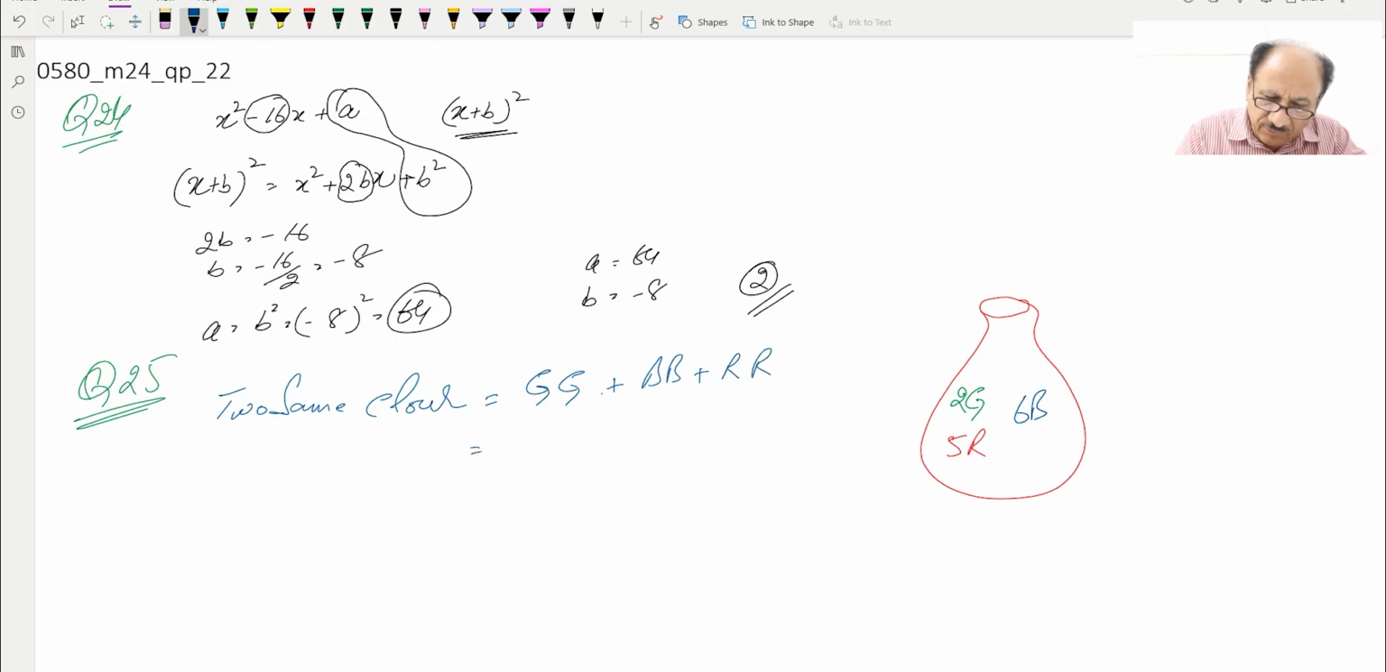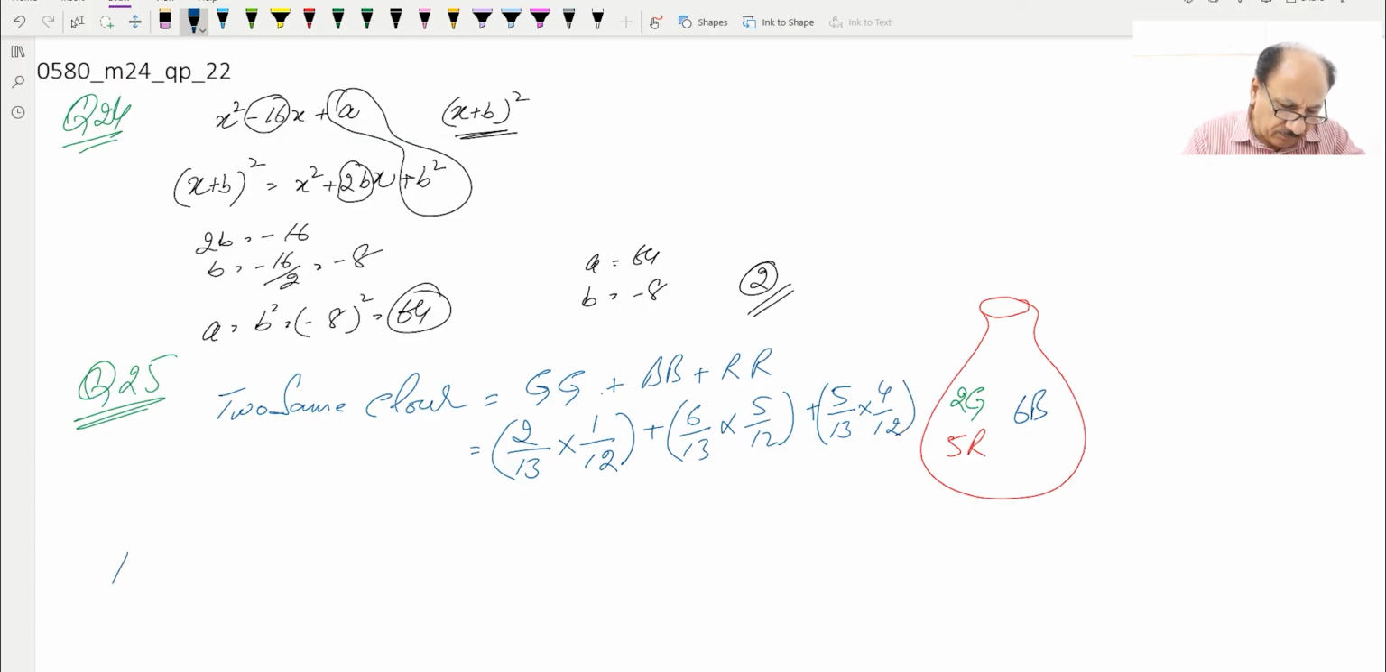So the probability of getting green, first green will be 2 out of total 13. So we can write 2 out of 13 into next green will be 1 less, so 1 out of 12. This will be the probability for getting green, and blue will be 6 are blue, so 6 by 13 into 1 less will be 5 by 12, and for red it will be 5 red, so 5 by 13, and second will be 4 by 12, which is 1 less. So these will be probabilities of the same color.